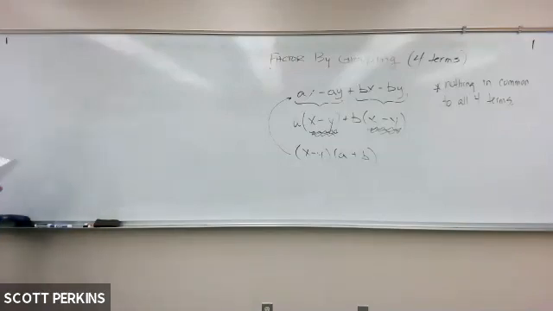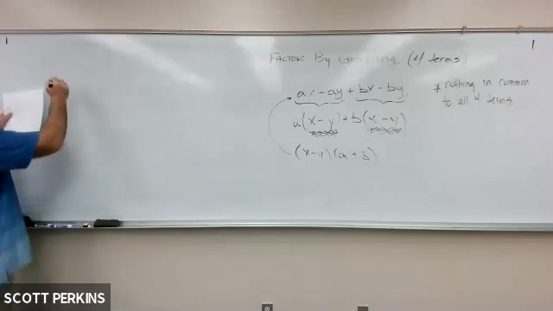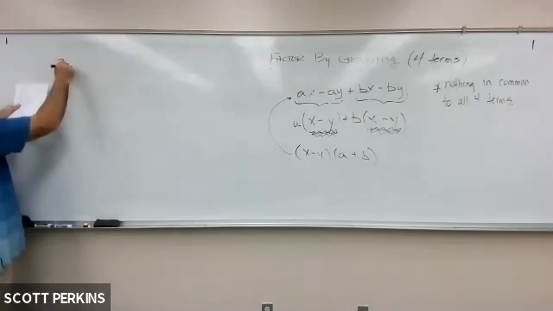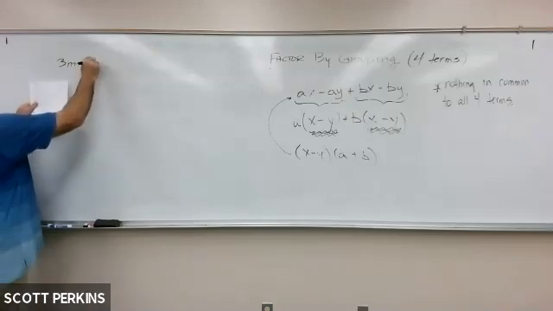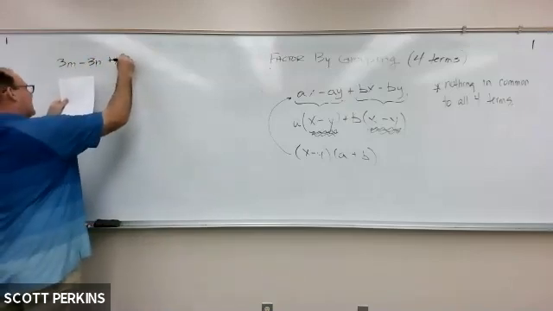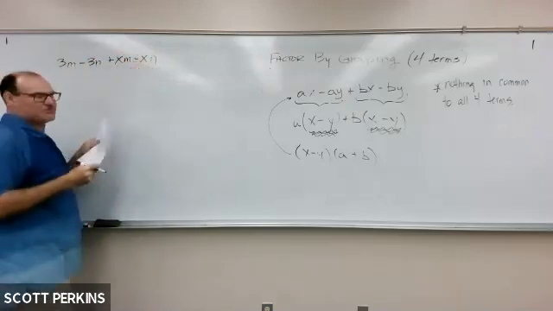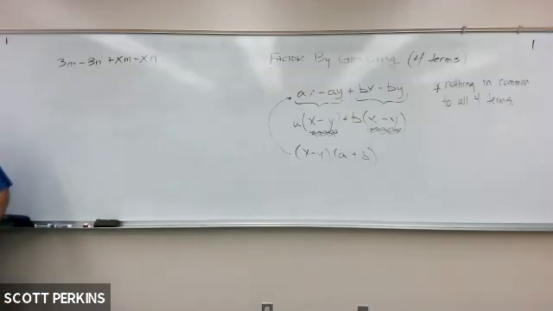So here's one just like that for you. It's a very similar problem. So I have 3m minus 3n plus xm minus xn. Please factor that by grouping.